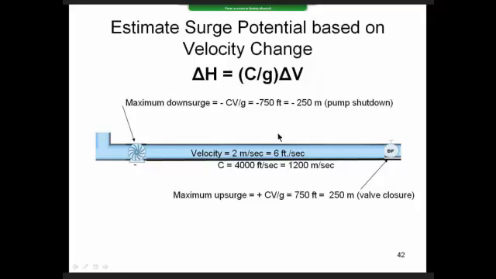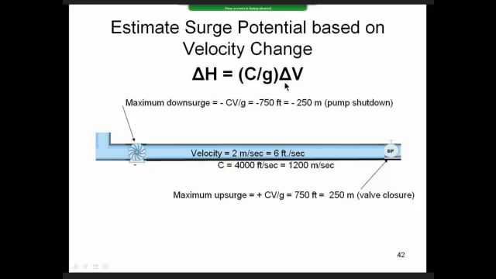If I close the valve at the other end instead of tripping the pump, again, the deceleration of the water would be from 6 feet down to 0, and it would cause the same sort of pressure increase. So you could get a downsurge or an upsurge and estimate that. Now that's way oversimplified, but I often get folks calling and saying, do I have a pump trip problem? And you can sort of take a quick cut at that by looking at the velocity.